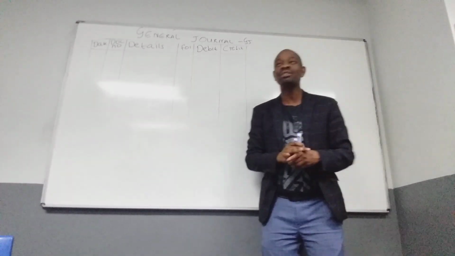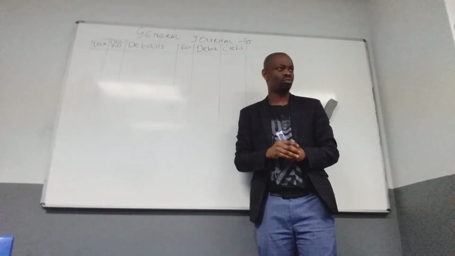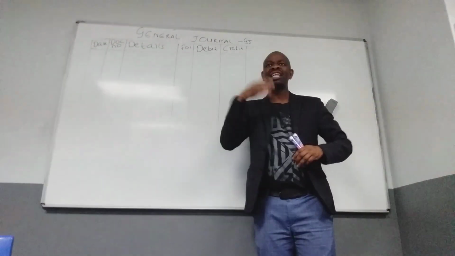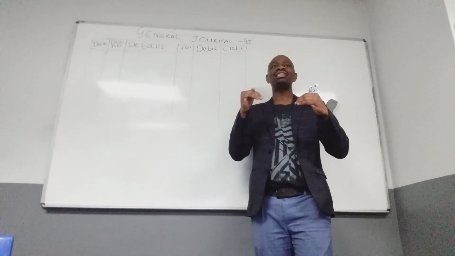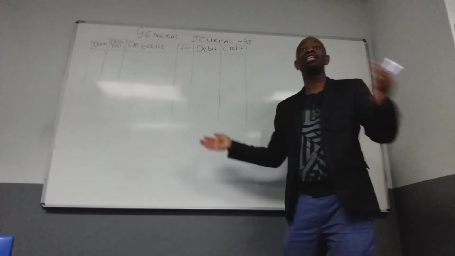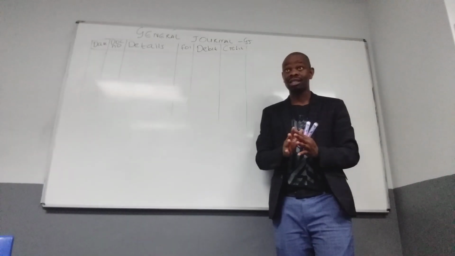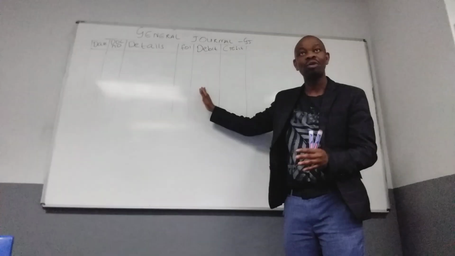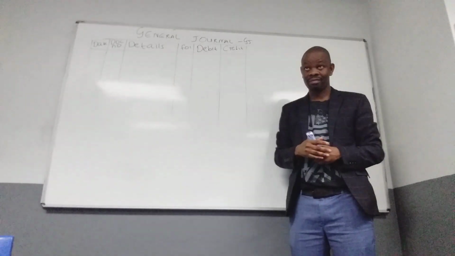Like sometimes debtors don't pay you on time, or they keep promising. You end up what? Writing them off. We call them bad debts. They must come here because you cannot record them anywhere else.